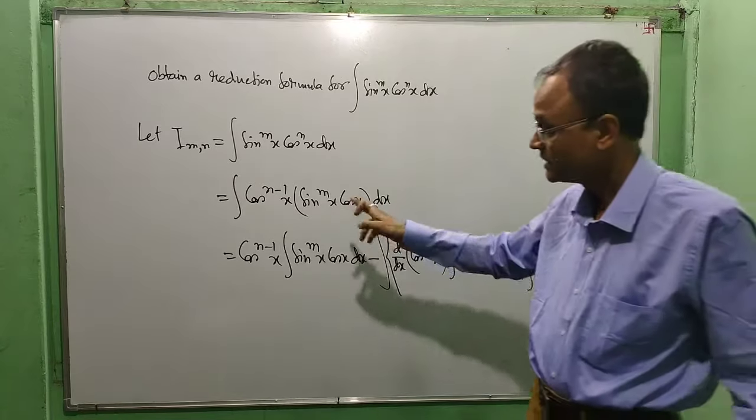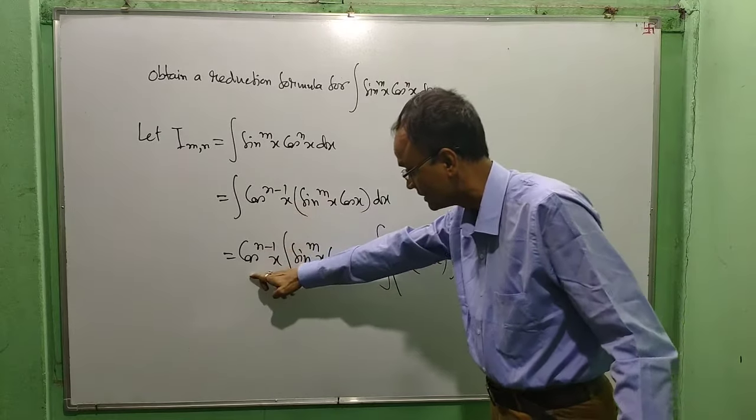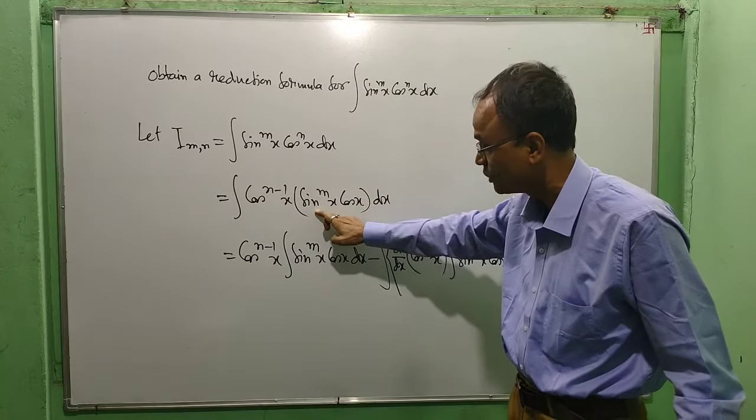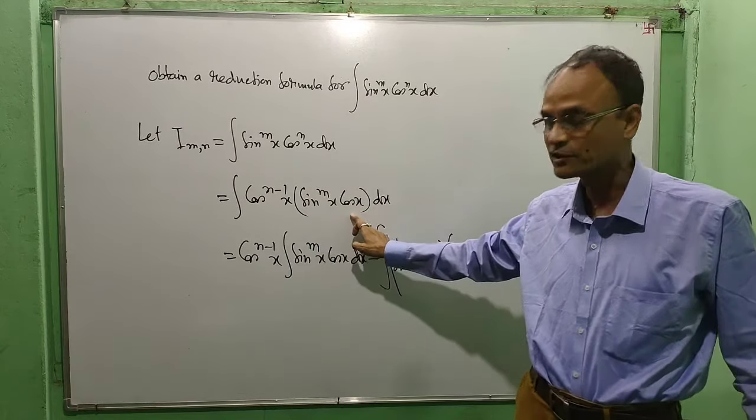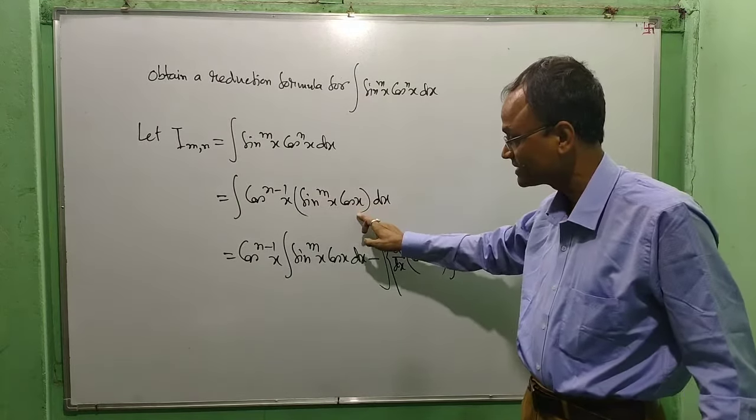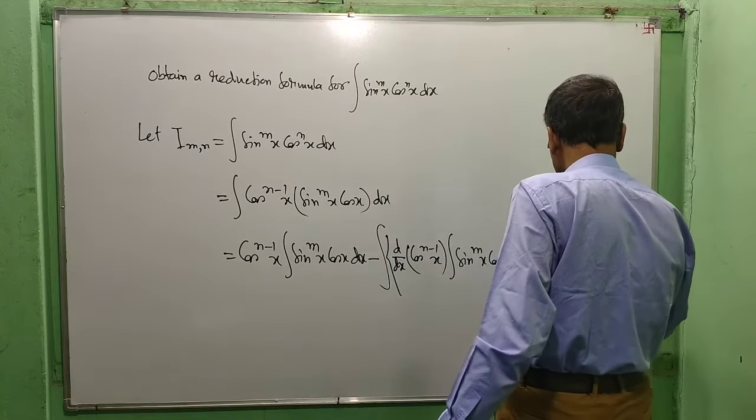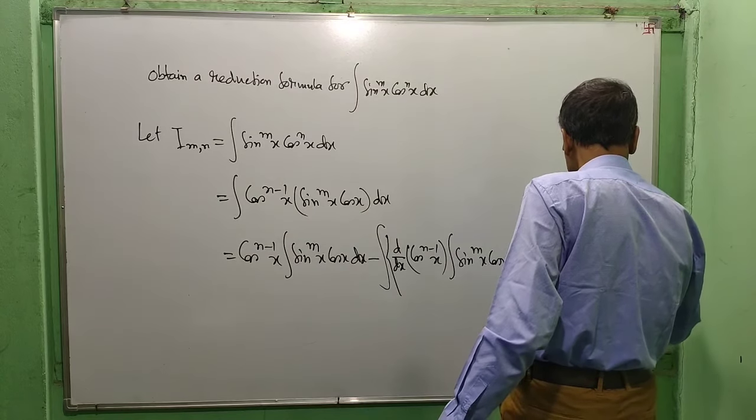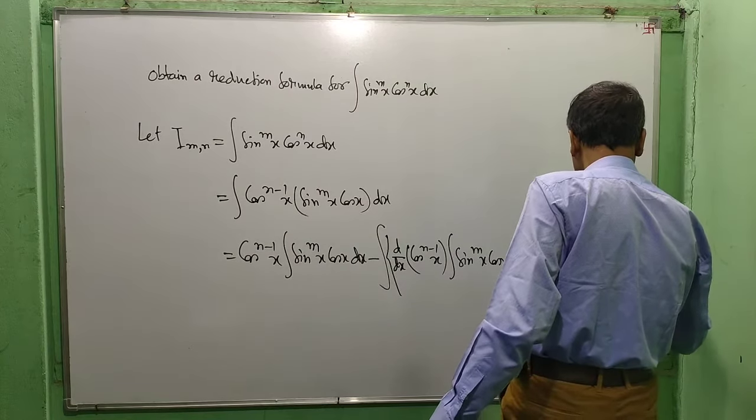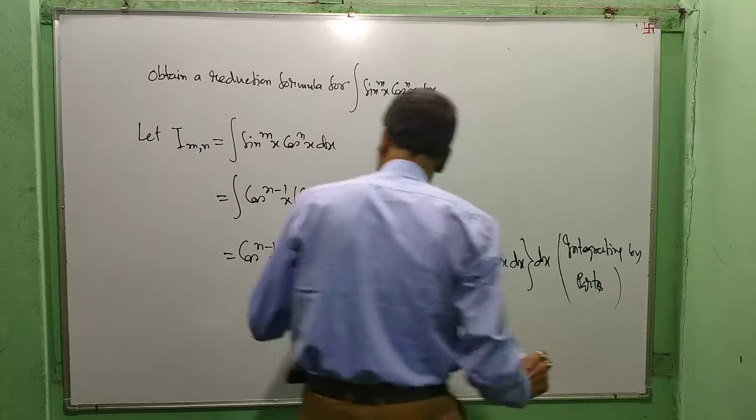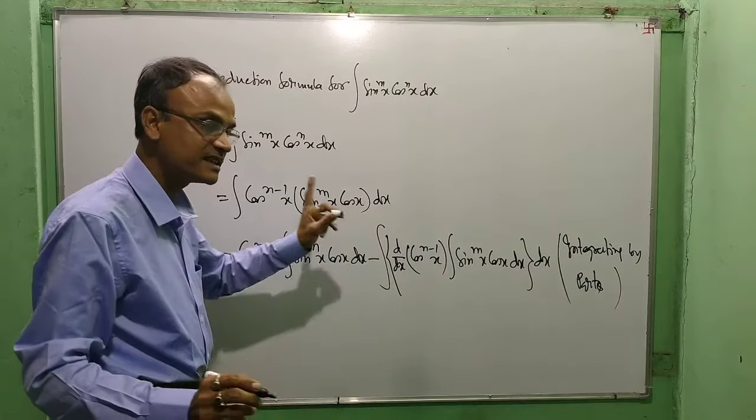What we have done? We have integrated this by parts, taking sin to the power m x cos x as the second function. You may write here: integrating by parts, taking sin to the power m x cos x as the second function.